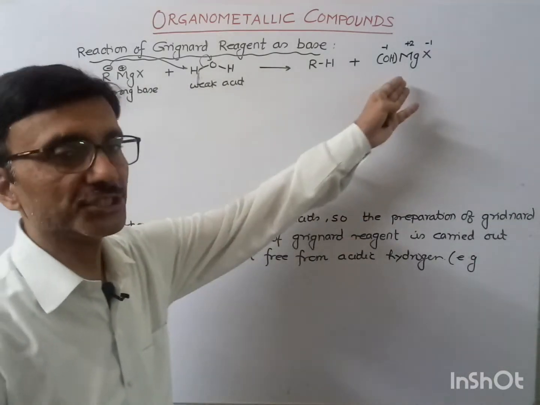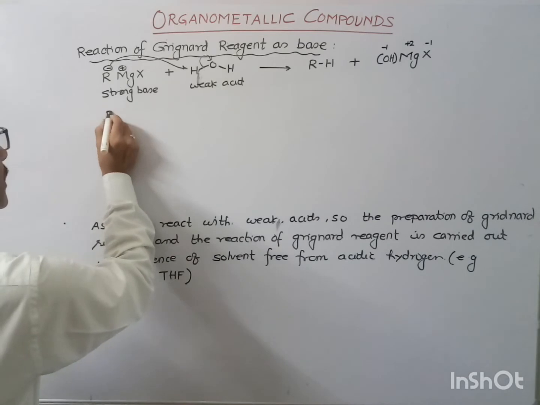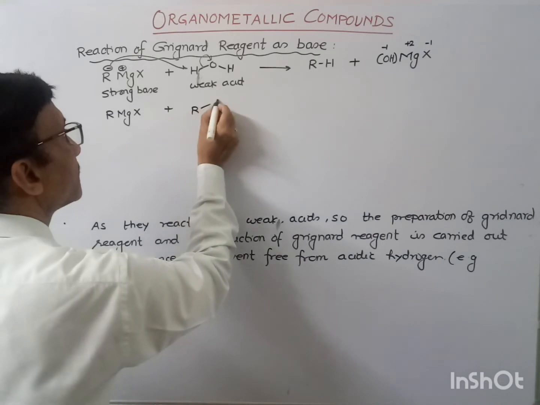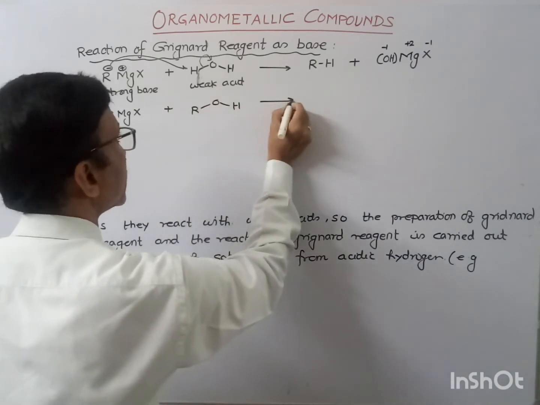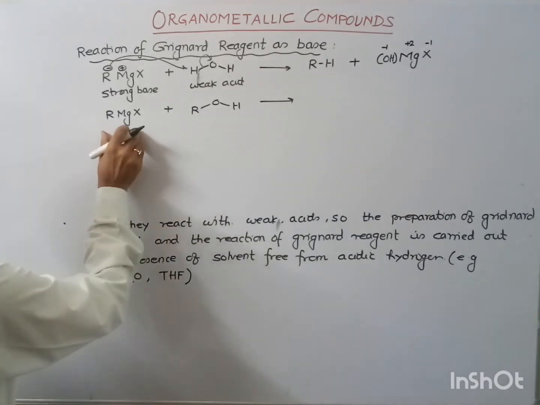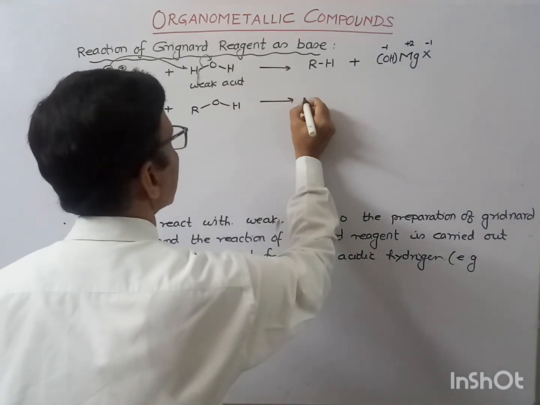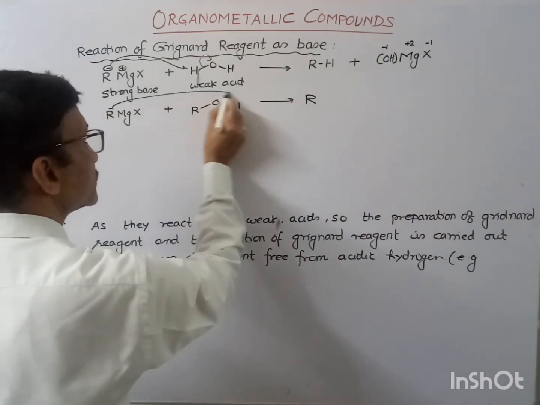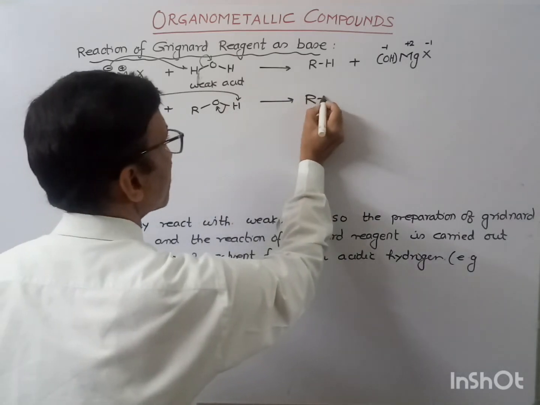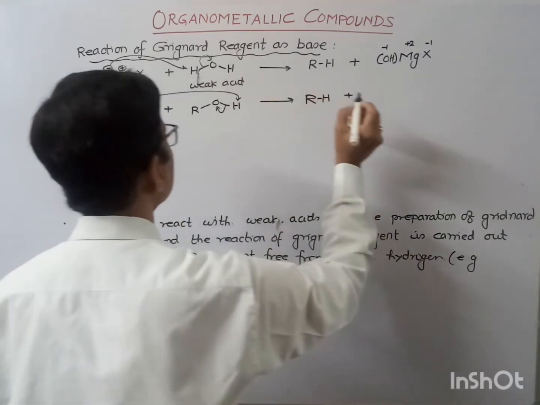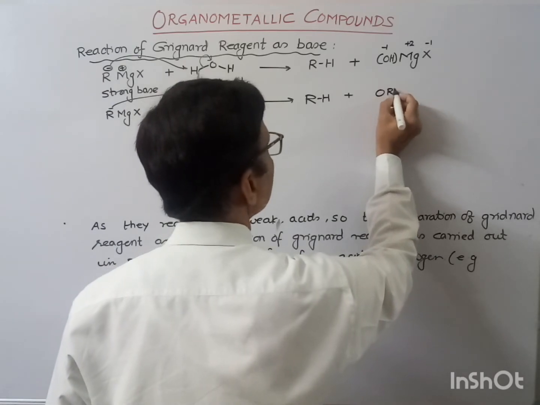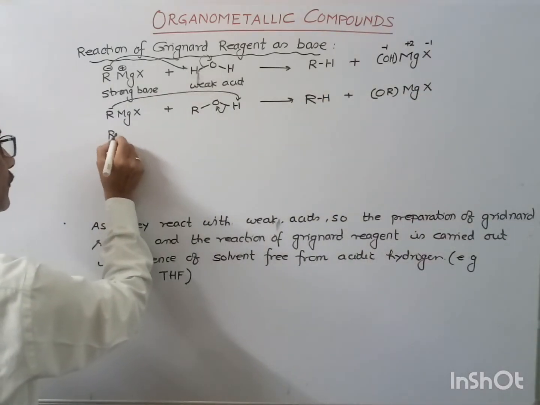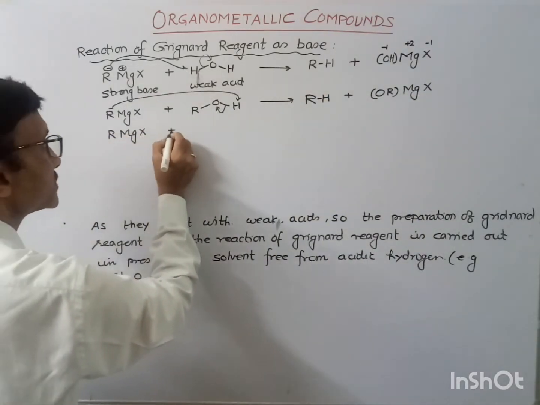In the same way, this Grignard reagent may react with alcohol. Here the alcohol is also a weak acid, and this being the strong base will take out the acidic hydrogen atom, and we will get OR over here with MgX. Similarly, suppose we have RMgX, it may react with acid.